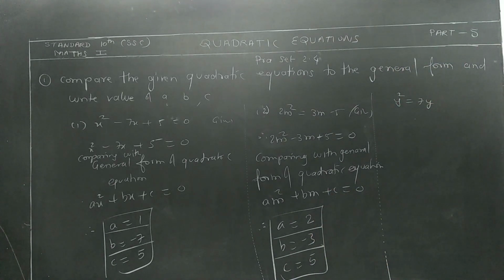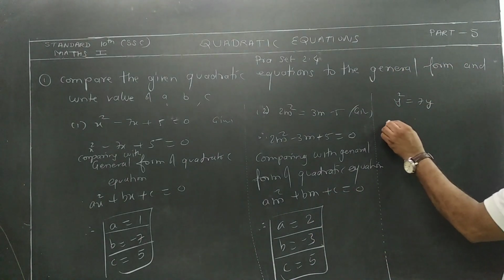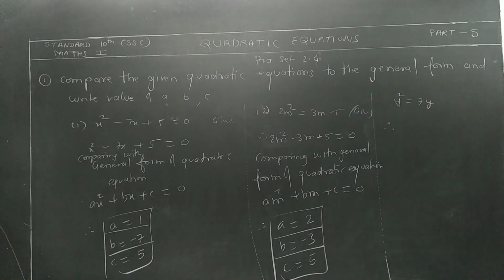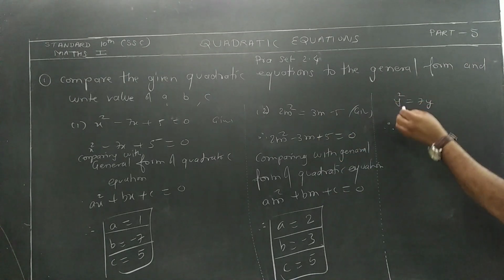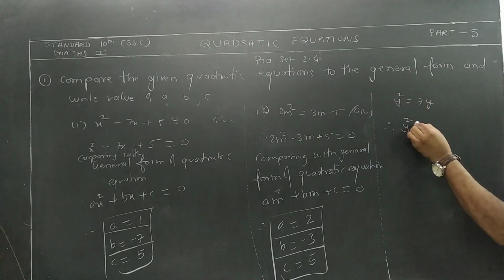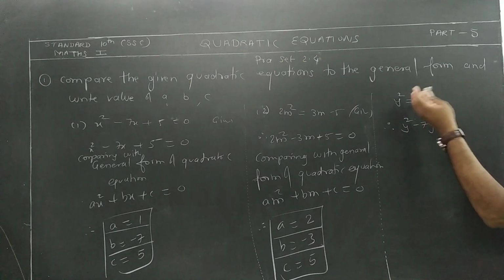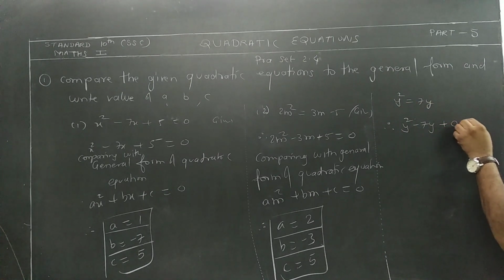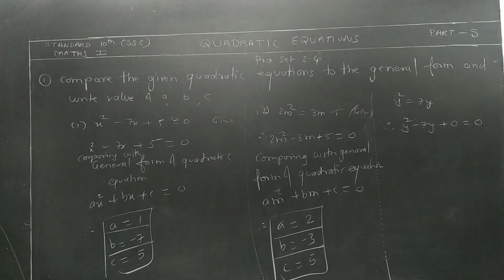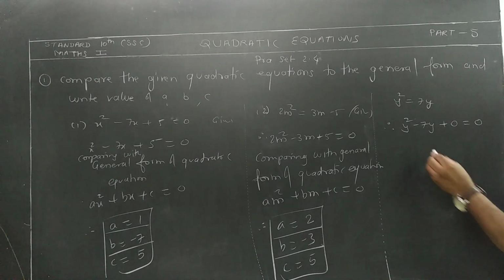Now, last question. Again, we are going to convert your representative form to the general form. So, if y square is there, I will transpose 7y also to that side. But nothing is there, which means 0 is equal to 0. The value of c is not there, so we put it as 0.